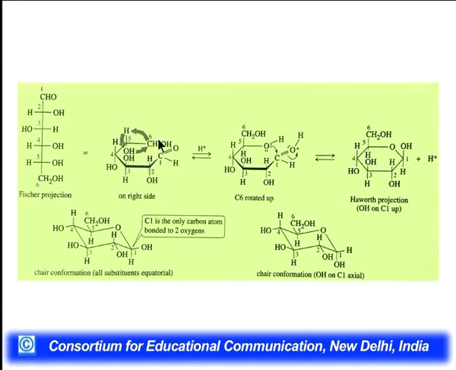Now since I have to bring this CH2OH back and I have to attach it to the fifth carbon, what we do for this, we rotate the bond between the C4 and the C5. When we rotate the bond between the C4 and the C5, what we observe is that OH takes the place of CH2OH, as I have shown here. CH2OH takes the place of H, and H takes the place of OH.